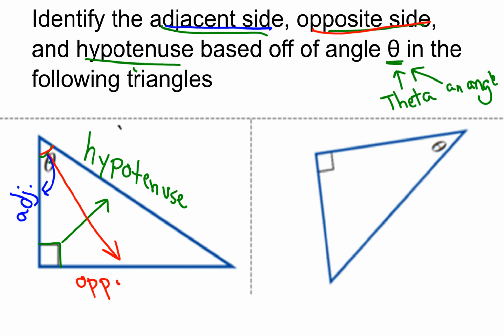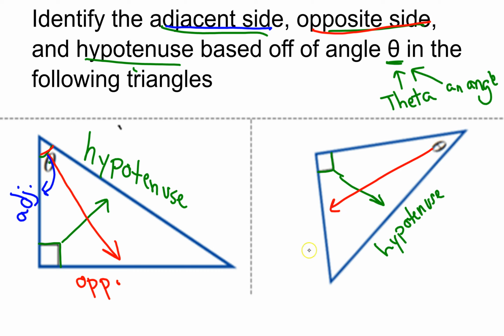Again, we want to identify opposite, adjacent, and hypotenuse based off of this angle here. So again, start off with your hypotenuse. That's opposite that right angle, whatever the right angle is pointing at. So that's my hypotenuse. This is my opposite side. Oops, I switched colors. Let's change back to that red so we're consistent here.